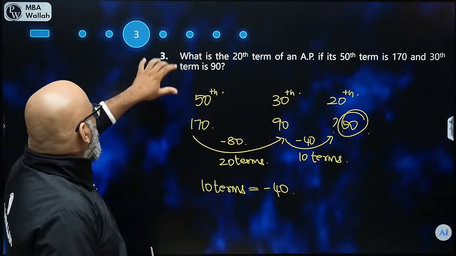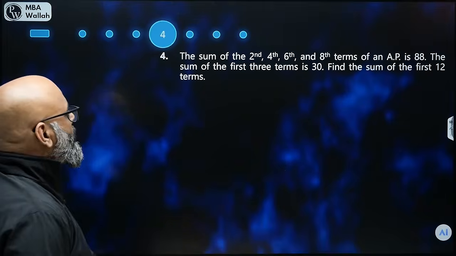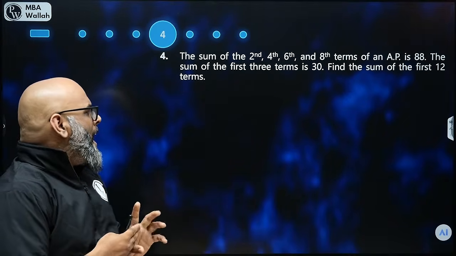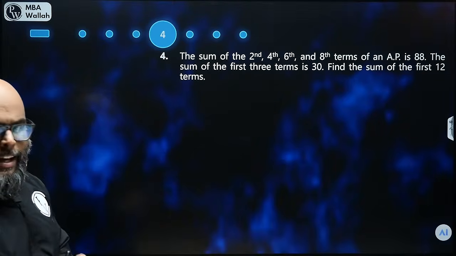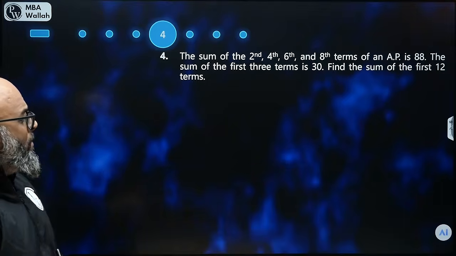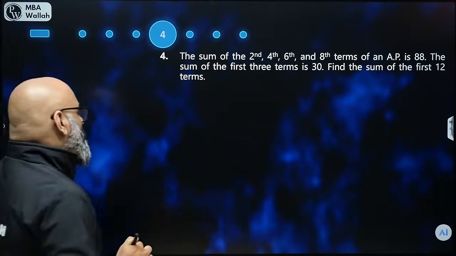Awesome. We'll move on to the fourth one now. The sum of the second, fourth, sixth and eighth terms of an AP is 88. The sum of the first 3 terms is 30. Find the sum of the first 12 terms.